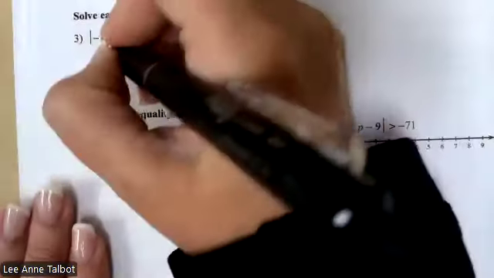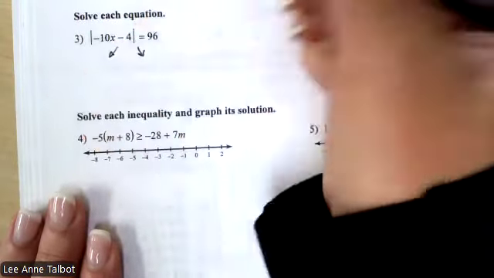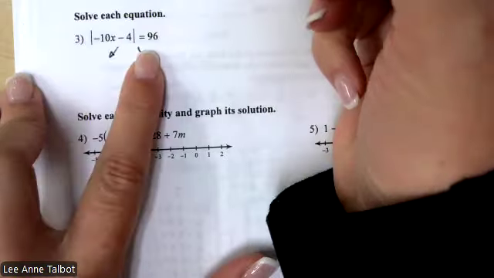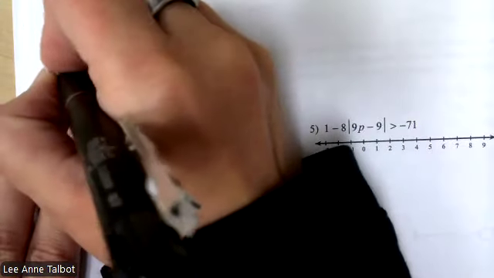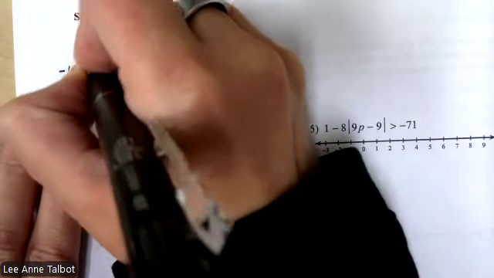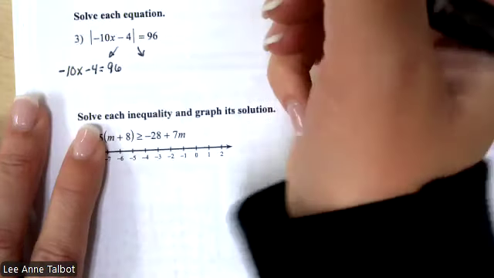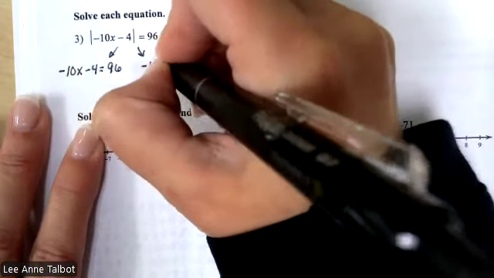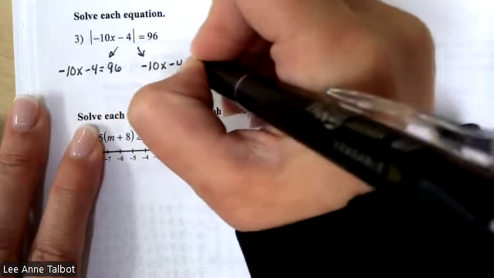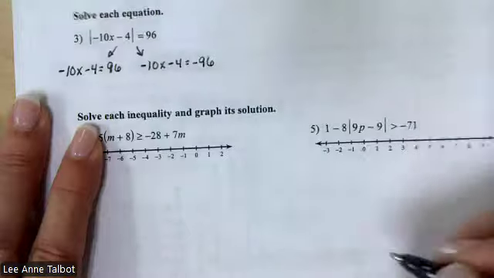Okay. Absolute value equation. This time, the absolute value is already by itself, so I'm going to split it up into two problems. Negative 10x minus 4 equals regular 96. Negative 10x minus 4 equals negative 96.